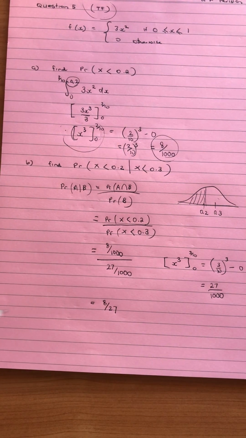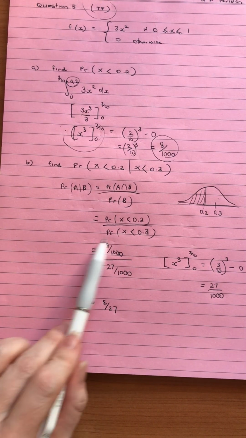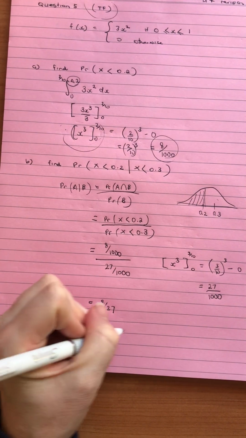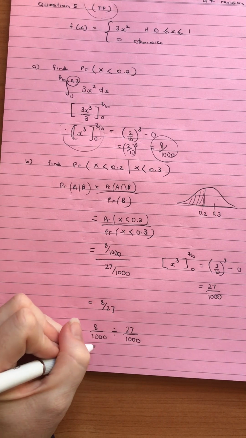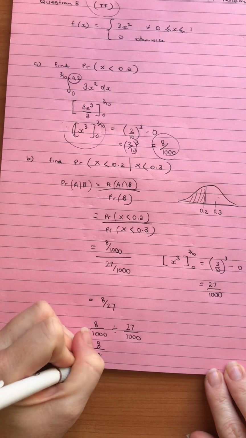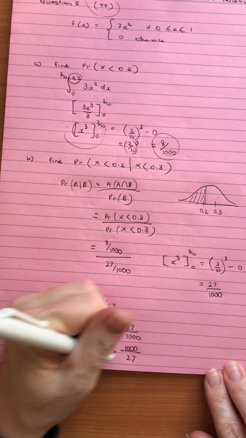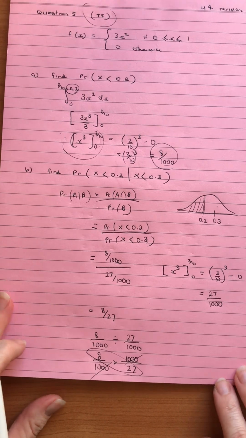So this was tech free, so you do need to understand how to do those fractions when you have a fraction over a fraction. If it helps to work that one out, you can write it as 8 over 1,000 divided by 27 over 1,000. And when we do the divided by, we would flip the second fraction. So we would end up with 1,000 over 27, and then those would cancel out and it would leave us with the 8 over 27, if that helps with your fraction work.